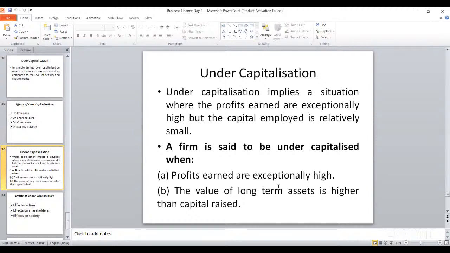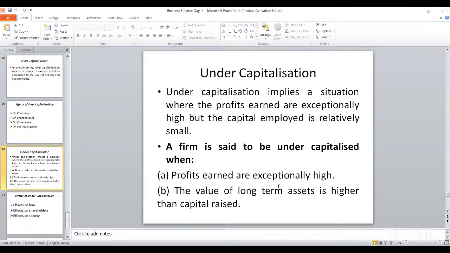Undercapitalization is a situation where the profits earned are exceptionally high, but the capital employed is relatively small. That means the capital you have is less than the profits you have earned. At that time, that refers to undercapitalization. So a firm is said to be undercapitalized when profits earned are exceptionally high and the value of long-term assets is higher than the capital raised.